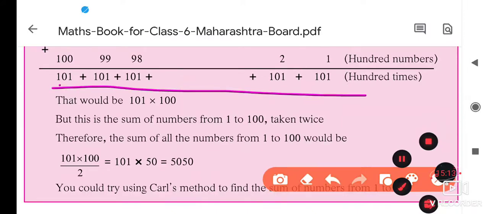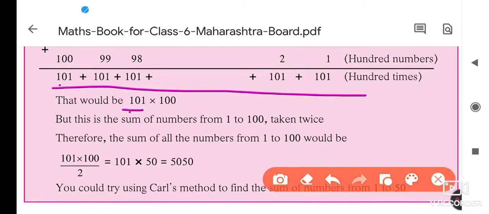100 times, because he added each number with the last. So it is 101 into 100, and then his sum was from 1 to 100. So 101 into 100, and he divided by 2 because he wants only half of it. So this is the formula that we use in the scholarship exam.